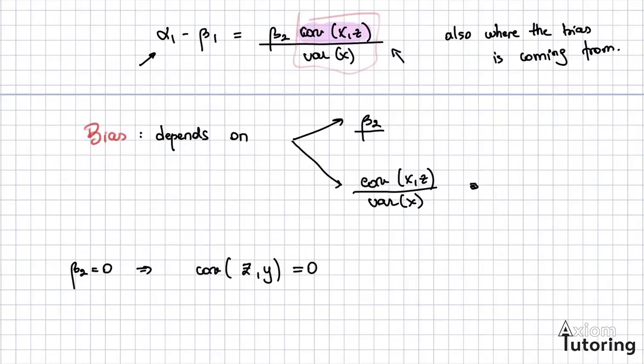So as a recap, the OVB formula shows that bias equals beta 2 times this other component, which we'll see will come from the regression of z on x. So it depends on both how much z affects y and how correlated z is with x. In the next video, we'll use this formula to determine the direction of the bias, whether our estimate is too high or too low. So stay tuned, and I'll see you in the next video.